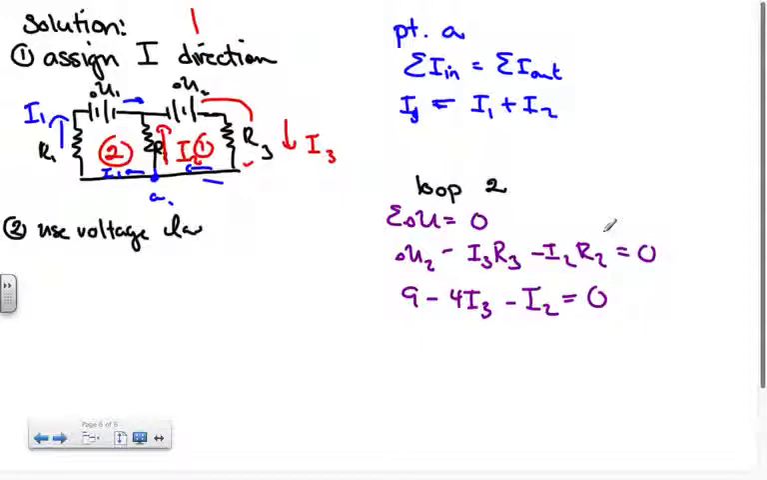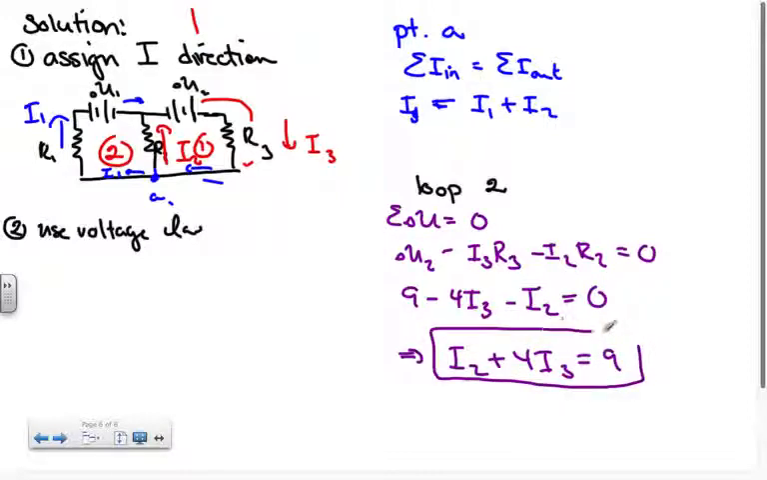So we went with the current in this situation. Okay, got it? So that's this one. And if I want to solve it for this, I can say I2 plus 4 I3 is of course 9. And then now for loop 1.